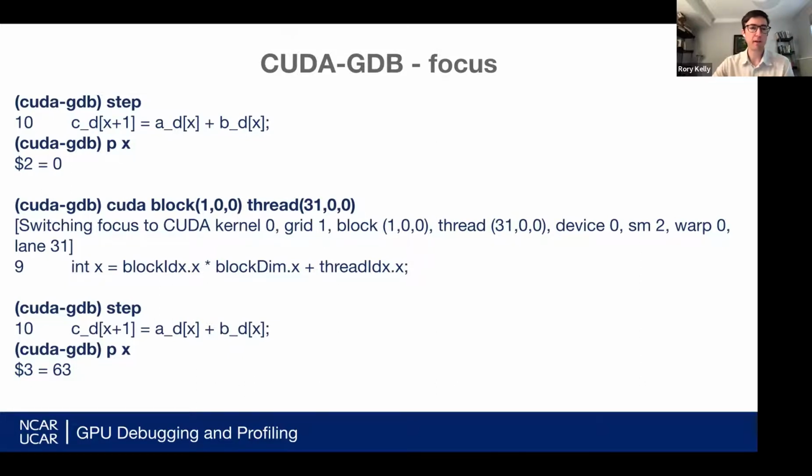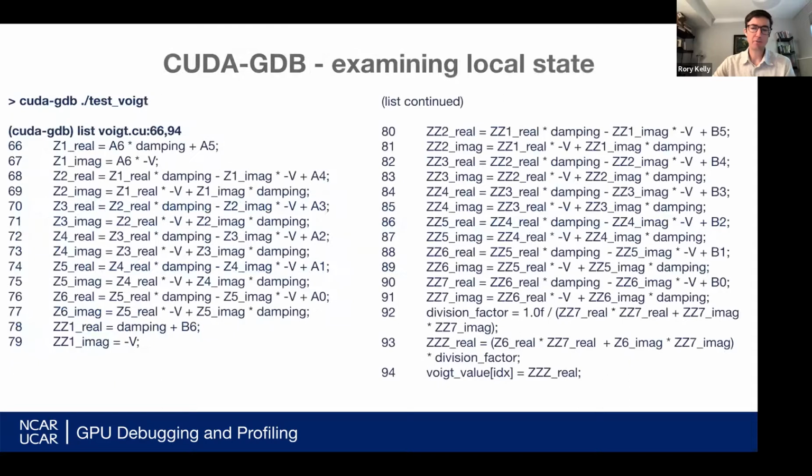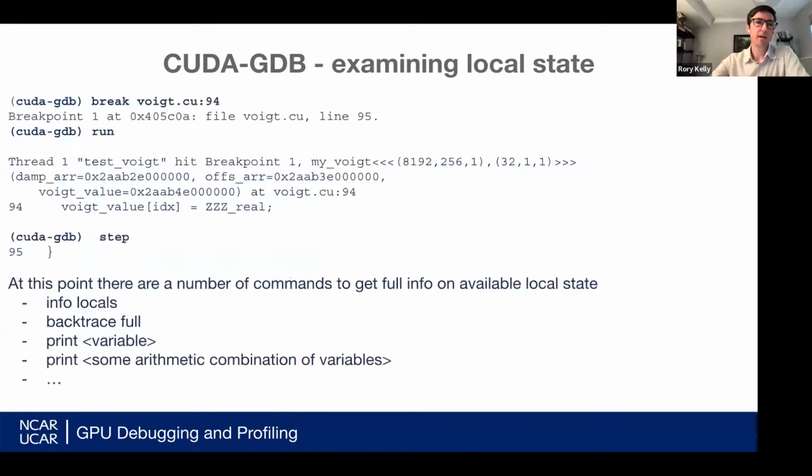This is all kind of like we would expect. Pretty useful to be able to look at the different focuses and pay attention only to where you think a problem might be. This next slide is going to show some of the things you can do to examine the local state of a thread. This is using a kernel, the details of which don't matter particularly much, but I'm listing it here just to show you this is a kernel that has a lot of local state. So there's a lot of stuff we should be able to examine inside this kernel if we set a breakpoint in there and go through it.